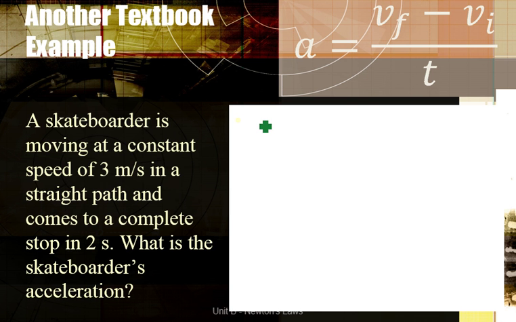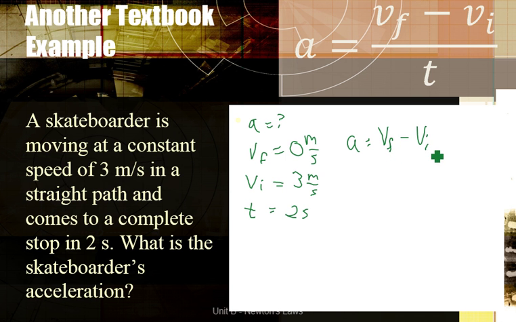Again, let's identify all the variables. Acceleration, we do not know. The final velocity, it was coming to a stop, so it's 0 meters per second. The initial velocity was 3 meters per second. And the time it took to stop was 2 seconds. We use our equation. a for acceleration is equal to the final velocity minus the initial velocity over time. Plug in our values. The final velocity was 0 meters per second because it was at a stop. And then the initial velocity, when we first started recording, was 3 meters per second. It took 2 seconds to change the speed.